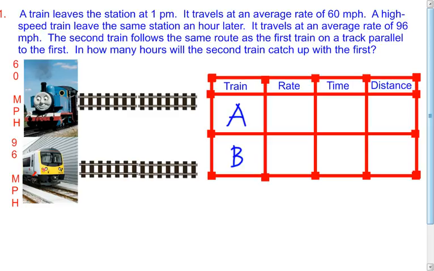Okay, rate is their speed. So the first train, the one we called Train A, it says it travels at a rate of 60 miles per hour. So I'm going to put 60 miles per hour right here. And the second train, the one that's traveling faster, travels at a rate of 96 miles per hour.